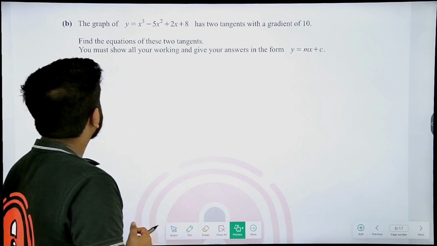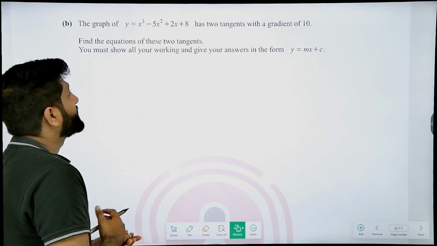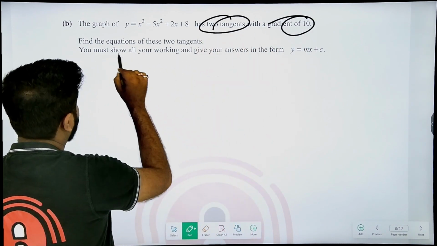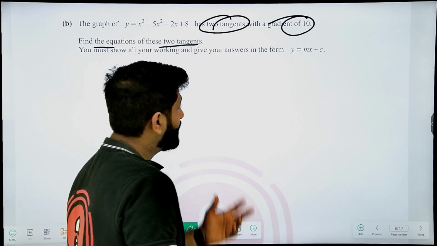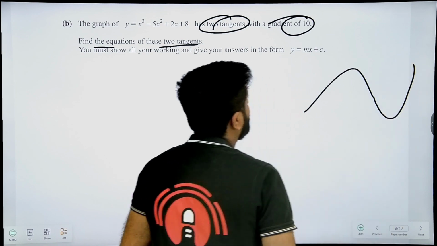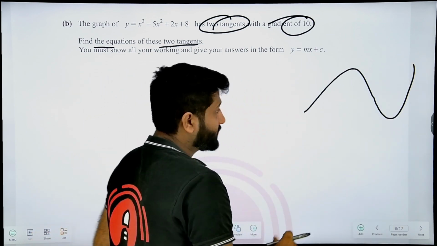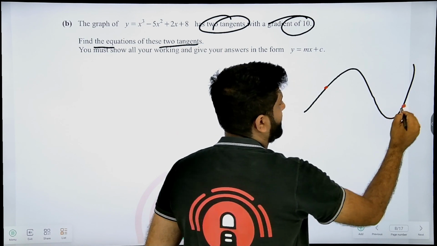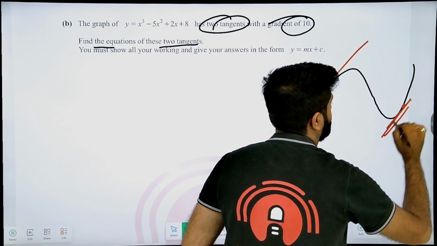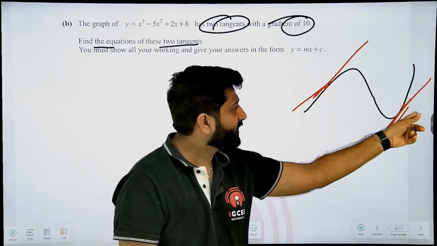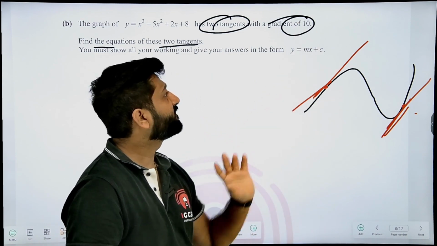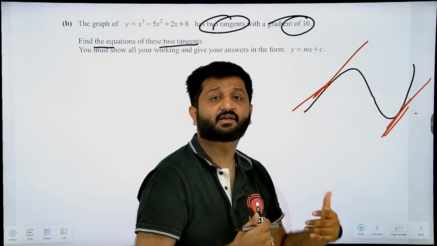The next question. The graph of y equals x cubed minus 5x squared plus 2x plus 8 has two tangents with gradient 10. Find the equations of the two tangents. Now, what does this question say? Let's say this is my graph, right? Now, I have drawn two tangents, which means let's say this is one point and this is the second point. From these two points, let's say this is my first tangent and this is my second tangent. Now they are saying that both of these tangents have a gradient of 10.